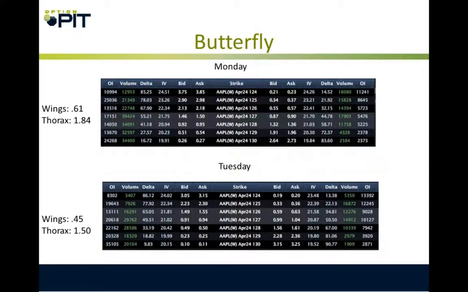So this is an example of a butterfly that one could have done in Apple. All right, on Monday, you execute the 120 at the close. You execute the 125, 127, 128, 130 butterfly. The next day, so net, you're paying 61 cents for the wings, and you're collecting $1.84 on the thorax.